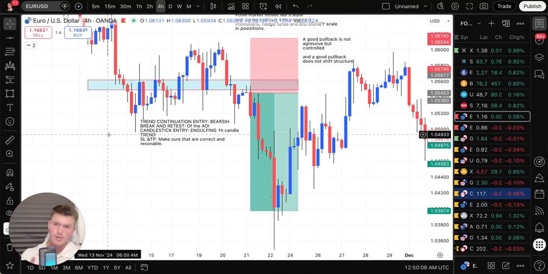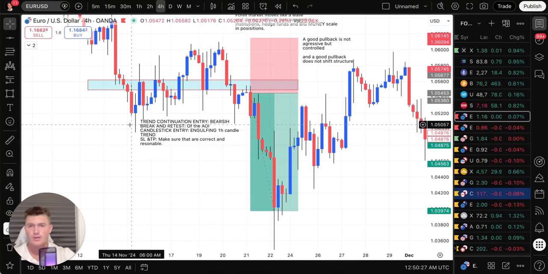Is there a clear trend? Is this a pullback, not a reversal? Am I at a key level, an area of interest? Do I have confirmation or entry signal and rejection from the previous structure point to enter the trade? And is our risk to reward at a minimum of a 1 to 2? So let me just write those down.